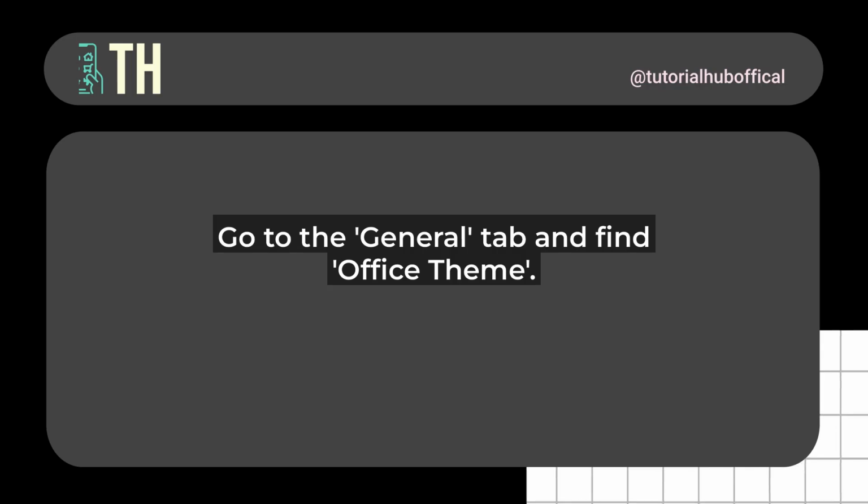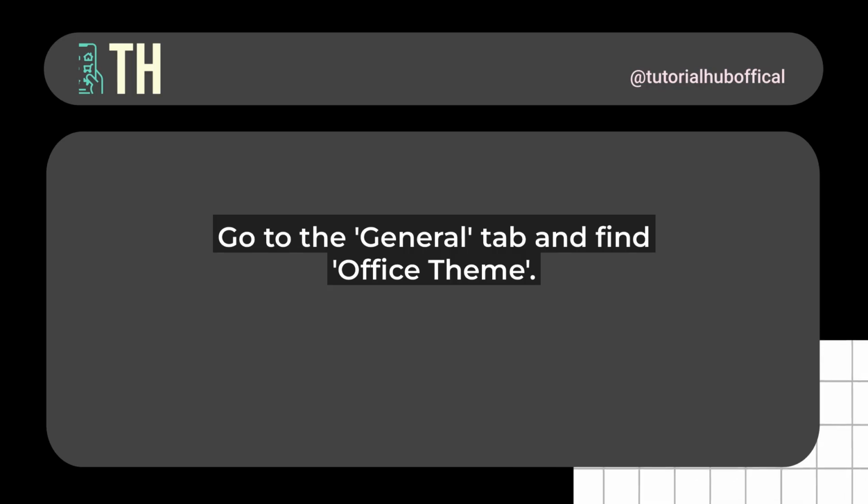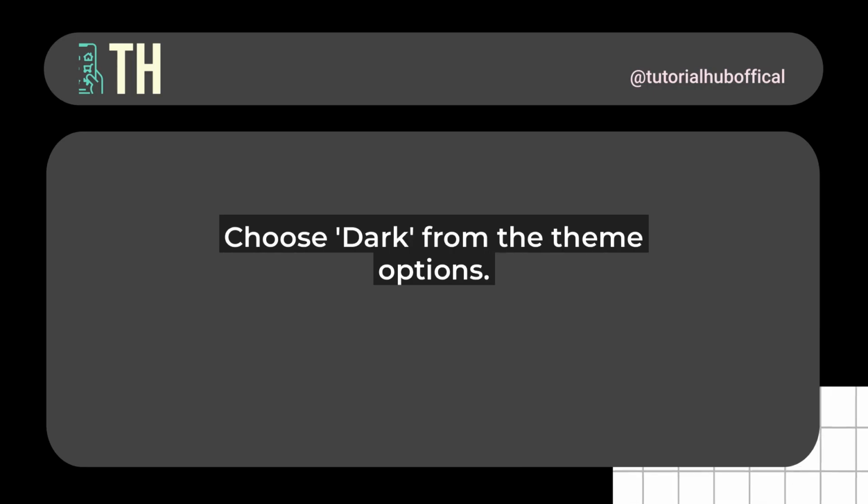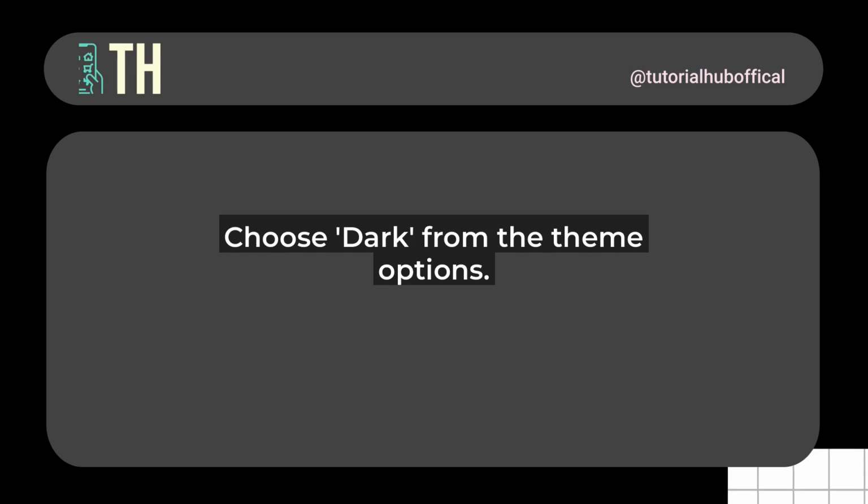OneNote will apply the changes immediately, and your interface should switch to a sleek dark mode. If you're using OneNote on a mobile app, like on Android or iOS, go to the App's Settings menu, usually found by tapping your profile icon or the three-dot menu, and look for Appearance or Theme options. Select dark mode there, and you're all set.